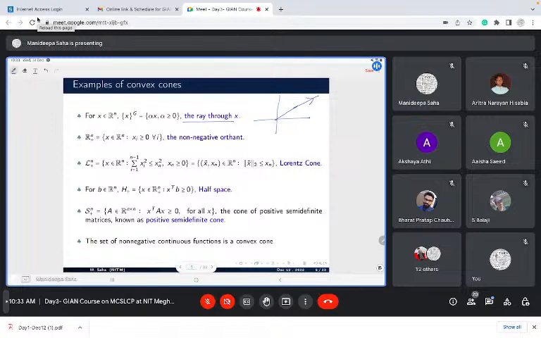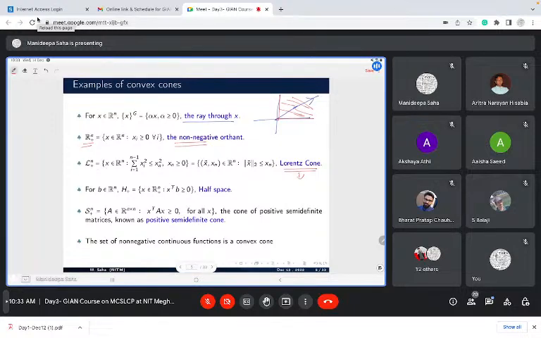Then the second, we can think about the non-negative orthant. I mean, Rn plus is what I'm denoting for the non-negative orthant. So all this is also included. This portion is a cone. And there is another cone which we will call the Lorentz cone, or many of you know it as the circular cone. So what is that? I'll show you the picture after some time.